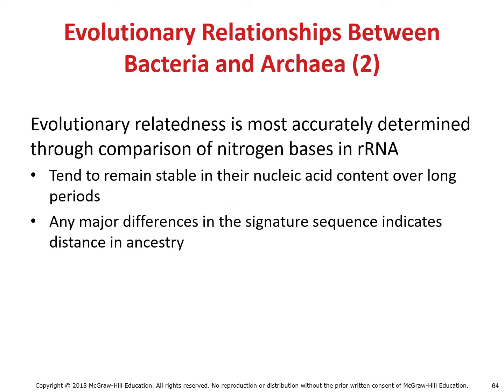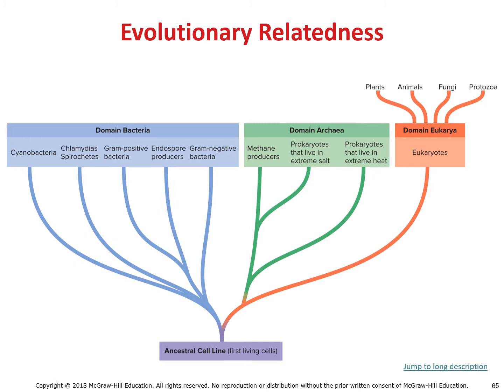Evolutionary relatedness is typically most accurately determined through that ribosomal RNA sequence I talked about before. rRNA tends to be very stable, and as a result we can see where changes have occurred and where those changes most likely happened. So genetics has really totally reworked our classification system, allowing us to understand more in terms of evolutionary history. You can see here this image of evolutionary relatedness.